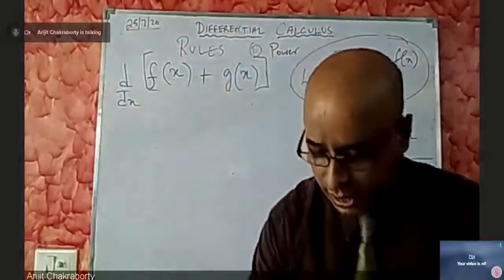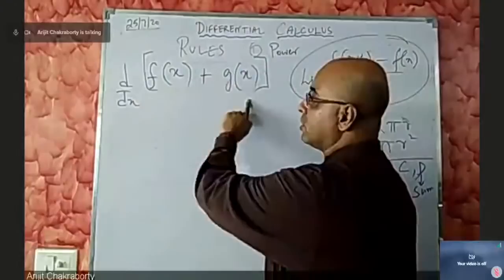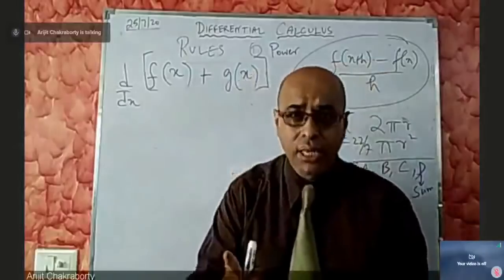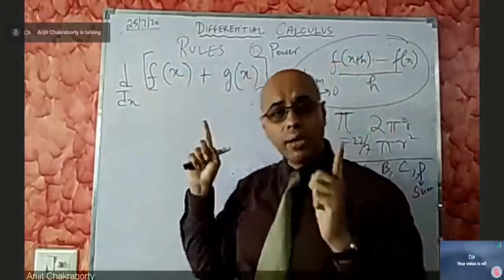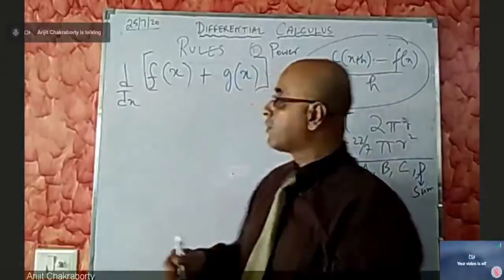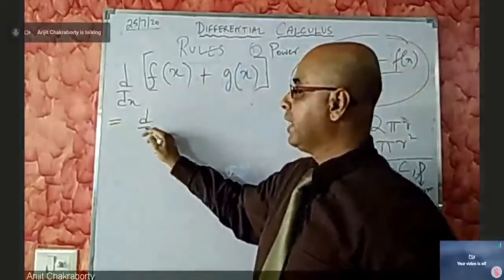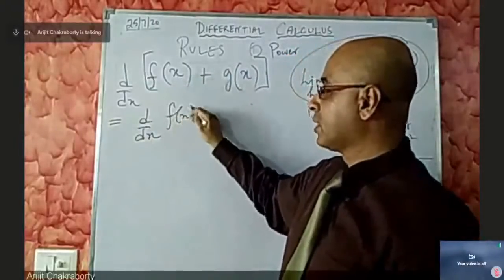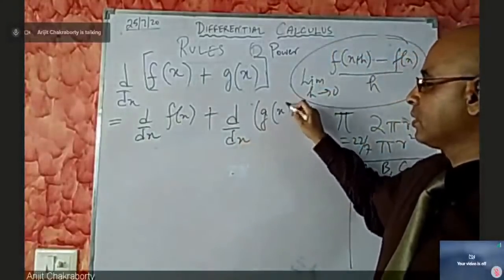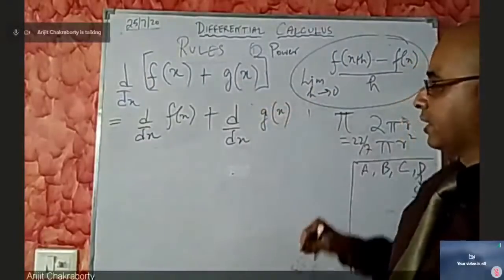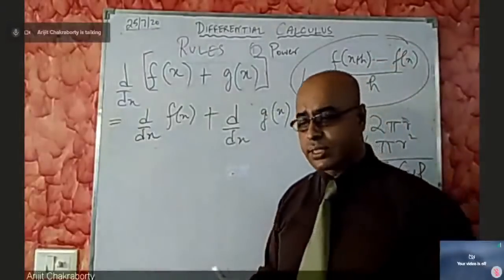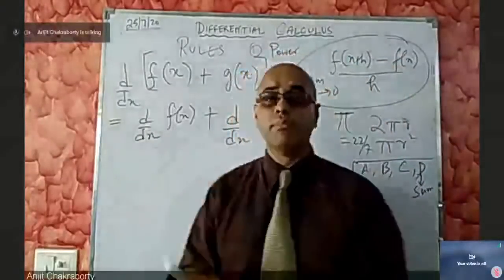The formula states that in the case of two functions being added, the differential coefficient of the sum will be the sum of their individual derivatives. That means this is equal to d dx of f(x) plus d dx of g(x). This is the addition rule, or you can call it the sum rule, right?